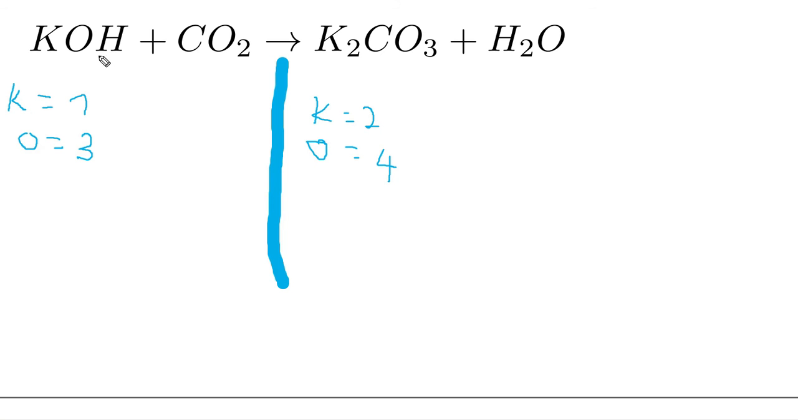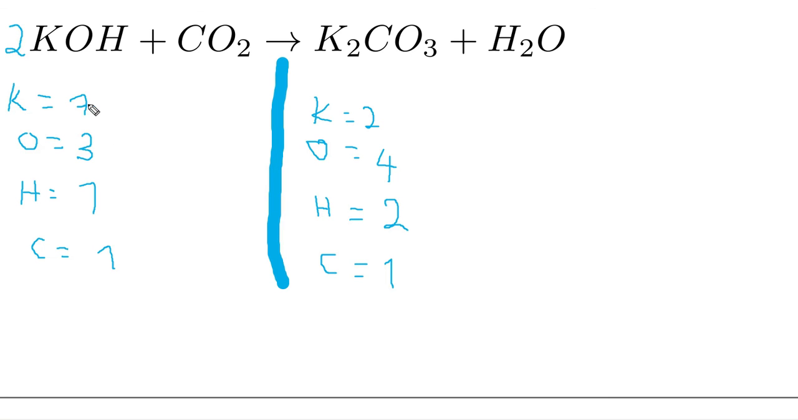Now let's look at our hydrogen. We have hydrogen to be 1 on the left hand side, and then we have hydrogen to be 2 on the right hand side. Now the last element we have to write is the carbon. We have carbon to be 1, and then we have our carbon here on the right to be 1 as well. So we see we need to do something to the potassium to get it to 2. So let's put 2 here first and see what will happen.